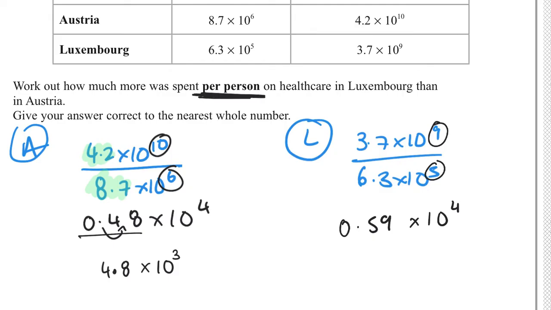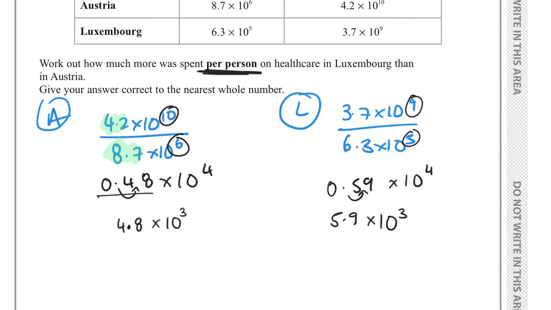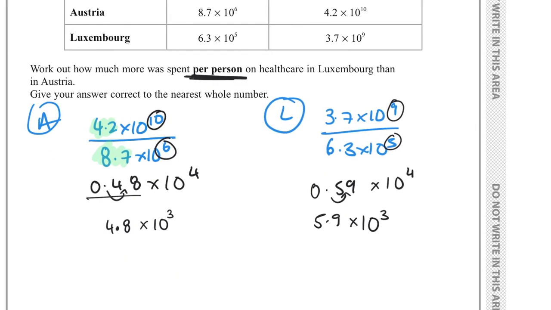Yeah, I mean, it will come up, so either way. So this is going to be 5.9 times 10 to the power of 3. Perfect, you can check it on the calculators. So, it says, work out how much more was spent. So what we're going to do is take one away from the other. However, it wants it to the nearest whole number.